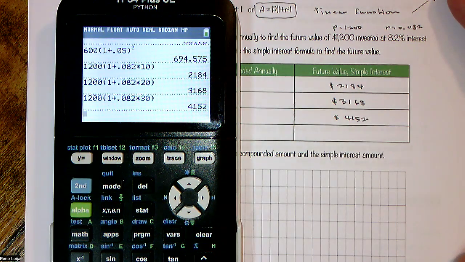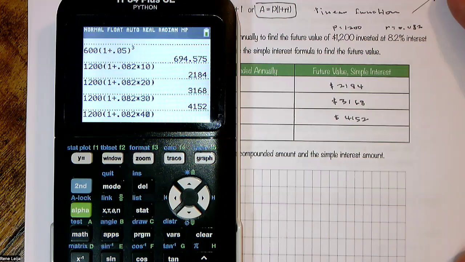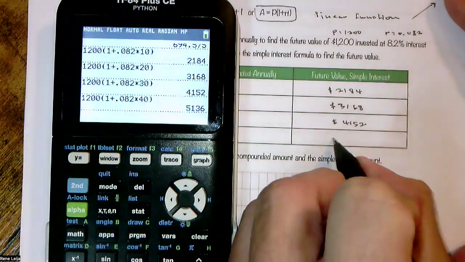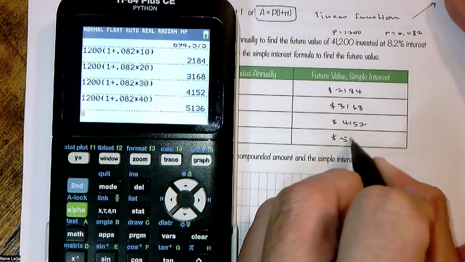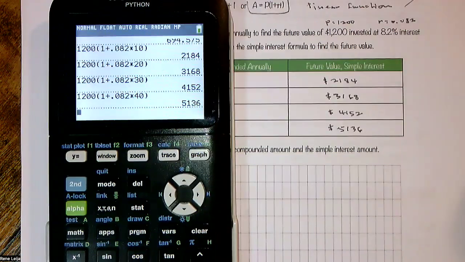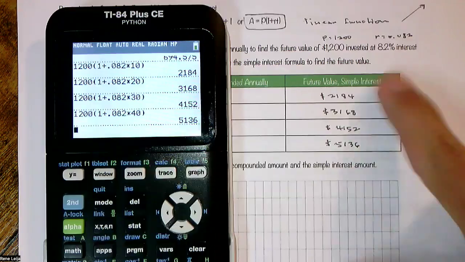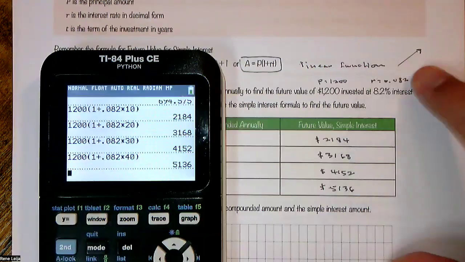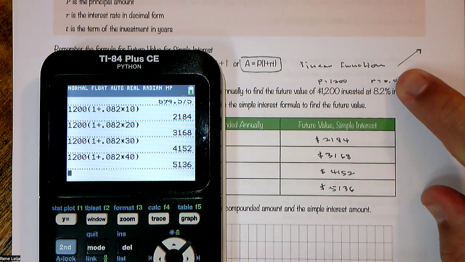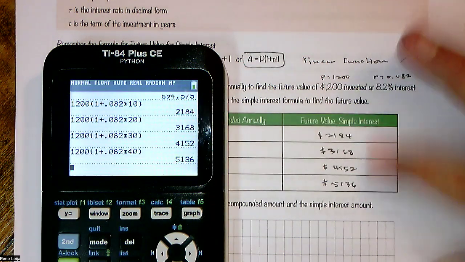Okay. And then I'm going to go in, grab that one more time, change the 30 to a 40. And now we get 51.36. Okay. Huh. Well, let's think about this for a second. If this is a linear function, because simple interest, I told you, was a linear function, then that means that it has to be increasing at a constant rate. So what is it increasing by?